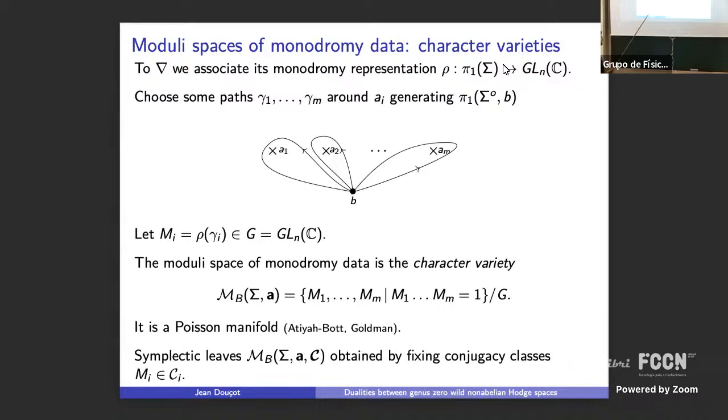Notably, it is a Poisson manifold, and there are several viewpoints of these structures due, for example, to Atiyah-Bott or Goldman. And if you fix that the monodromy matrices have to live inside some conjugacy classes in GLN, you get symplectic manifolds.